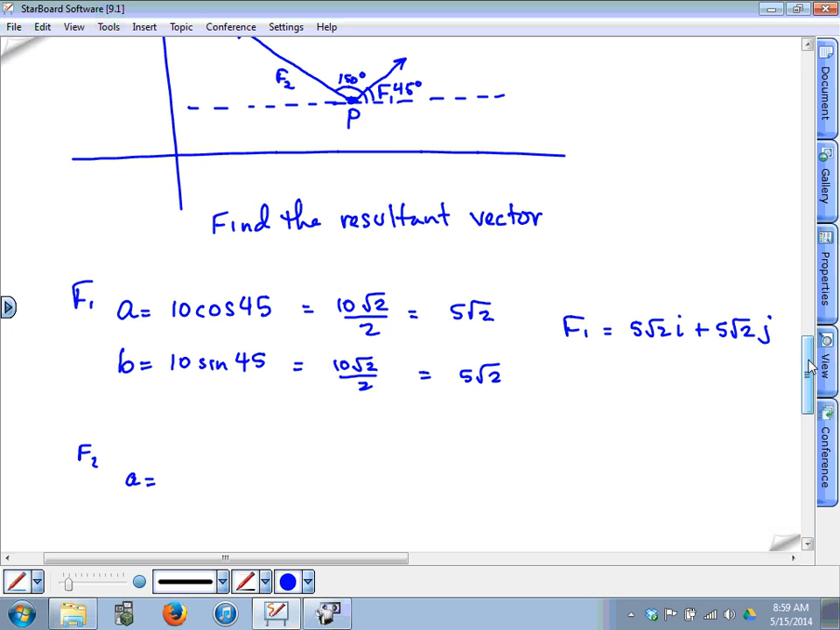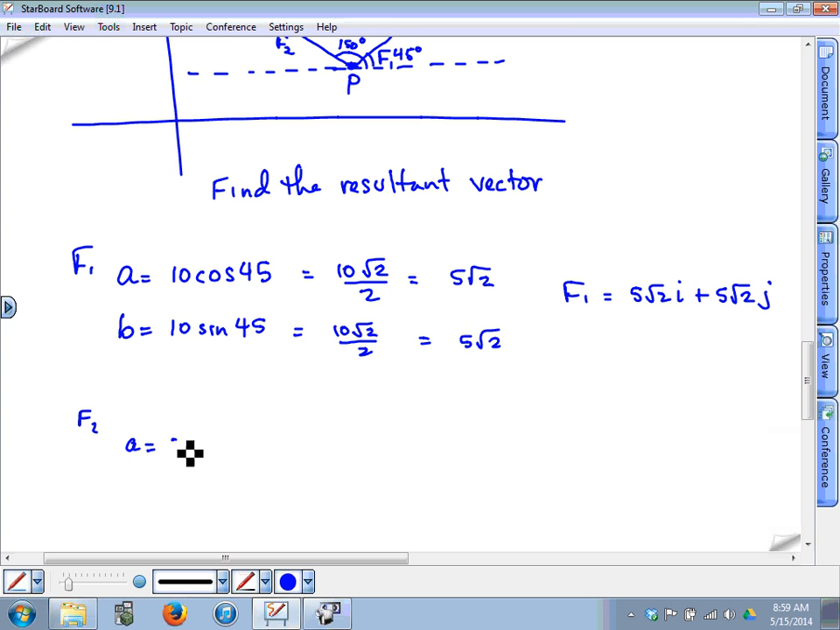A is equal to, what was the magnitude? 20? 20 cosine of 150. B is equal to 20 sine of 150. All right, help me out. I don't have my unit circle in front of me, but what's the cosine of 150? 5 pi over 6. Well, 150 is 5 pi over 6 in radian form, but then you take the cosine of that. Negative root 3 over 2?